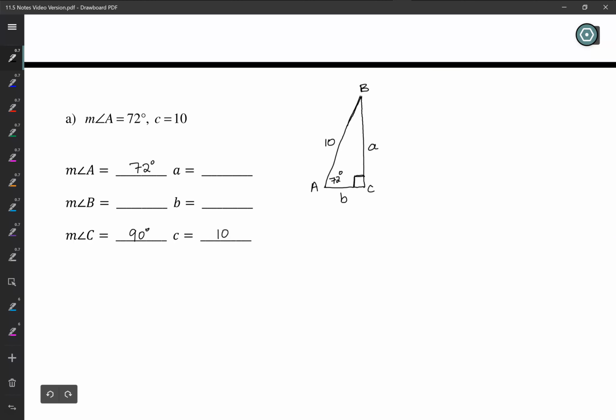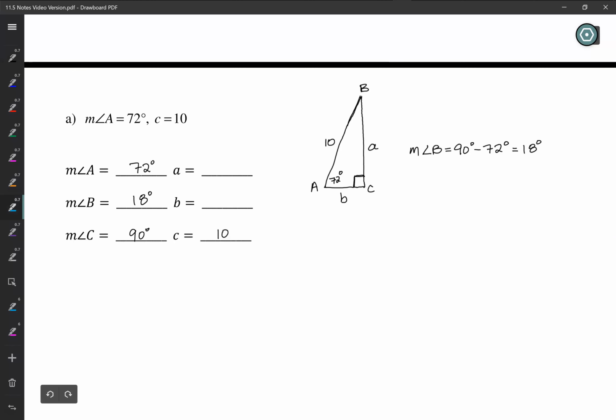So let's go ahead and figure out the missing pieces here. So I always start with the other angle because it is the easiest. So the right angle's 90, that means these other two have to add to 90 because we need a total of 180. So the measure of angle B is 90 degrees minus 72 degrees, which is 18 degrees. So I've got my angles.